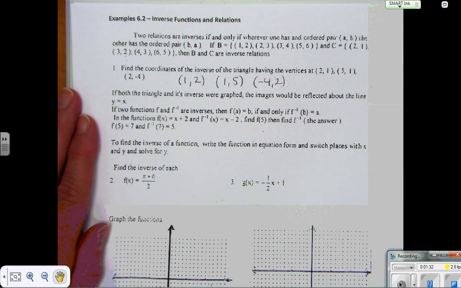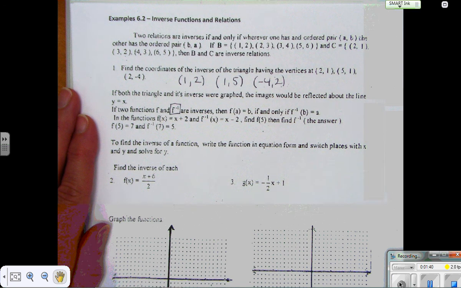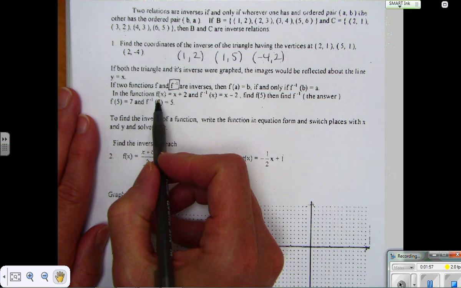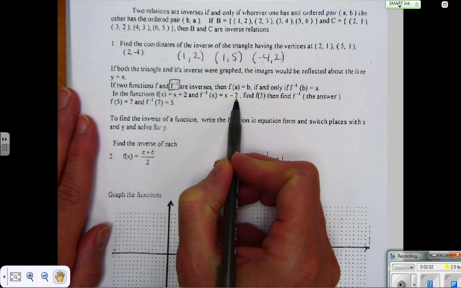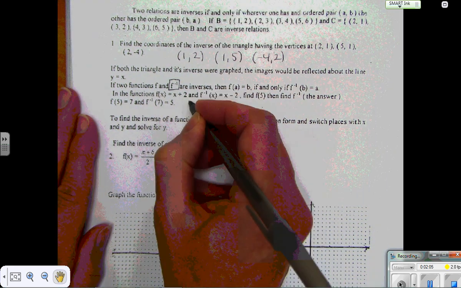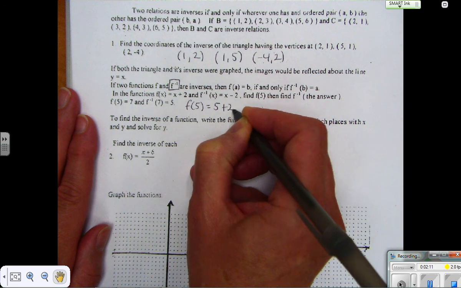If two functions f and f to the negative 1 are inverses, and this f to the negative 1 power is the notation for an inverse. So when you see that, that means it's the inverse of something. Then f of a equals b if and only if f inverse of b equals a. So for example, if you have two functions, f of x equals x plus 2, and the inverse of that function, x minus 2, I'm going to find f of 5.